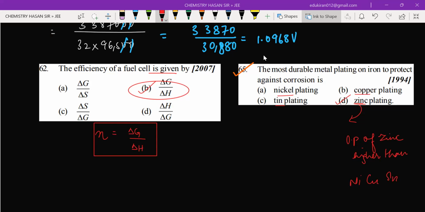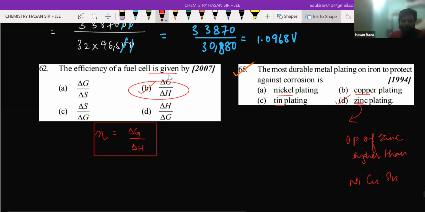So this was the question. And this is present in the question. Since the oxidation potential of zinc is higher, that's why we use it. Okay. And it can be more effective for iron protection. Is that clear, all of you?